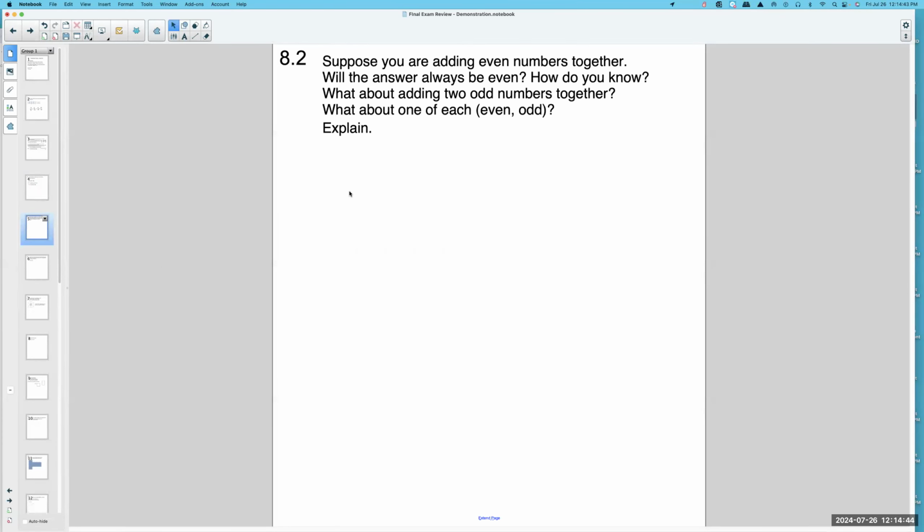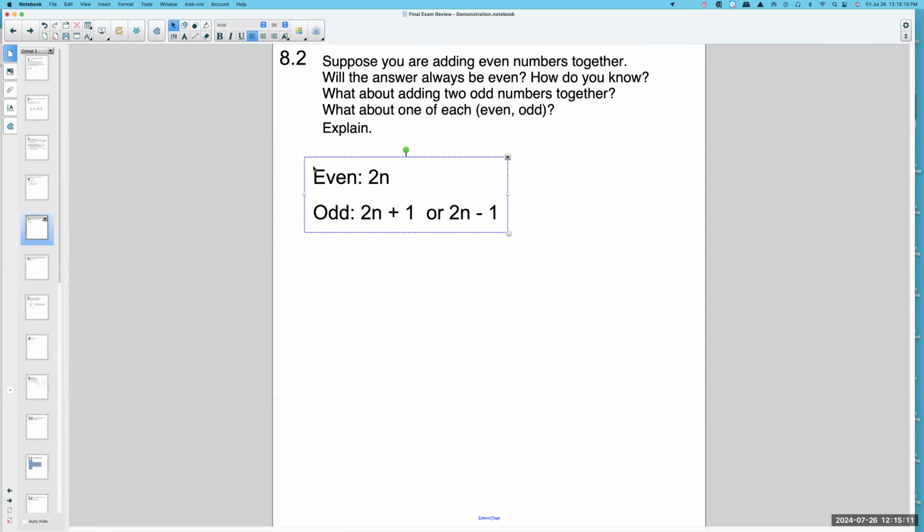8.2, suppose you are adding even numbers together. Will the answer always be even? How do you know? What about adding two odd numbers? What about one of each and so forth? So this all goes back to the part where we were talking about an even number being 2 times n, where n is a counting number, okay? And an odd number would then be 2 times n plus 1 or 2 times n minus 1.